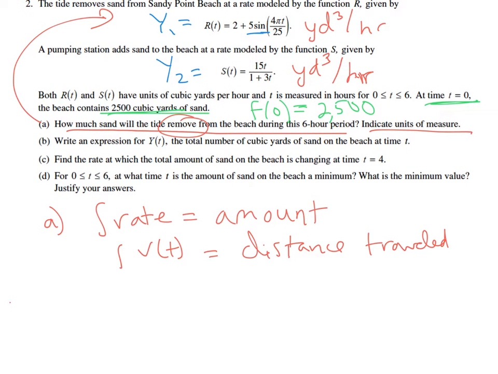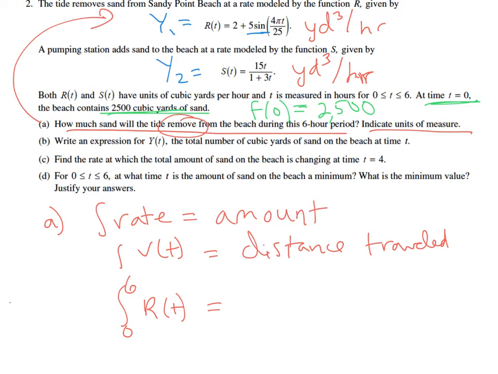So how about we take our integral of our R function, which is the rate of removal of sand, and that's going to give me the amount of sand removed. So I've got to be a little bit more specific here. It's during a 6-hour period, so I'm going to go from time 0 to time 6. Integral of rate is going to give me, let's go ahead and type that in our calculator.